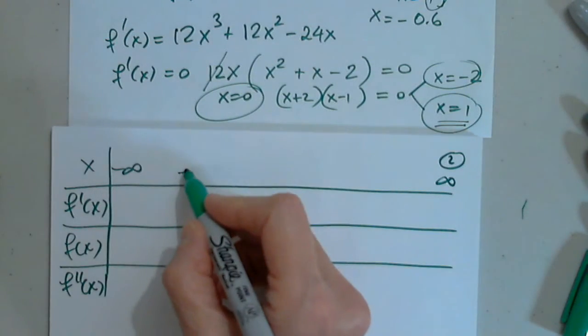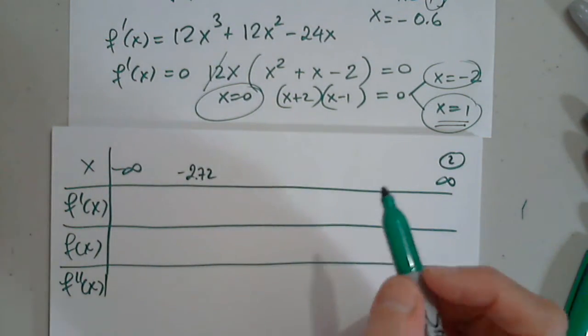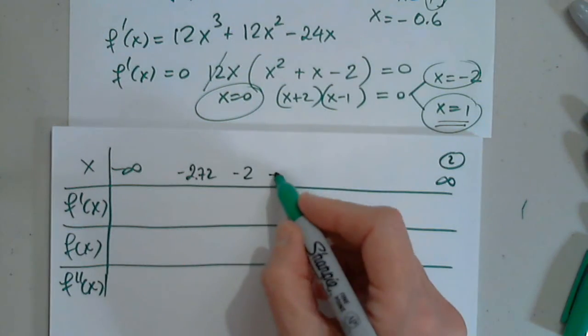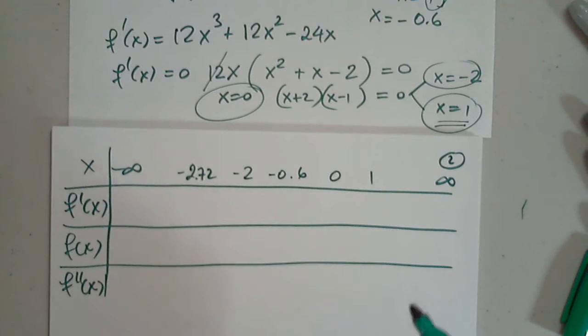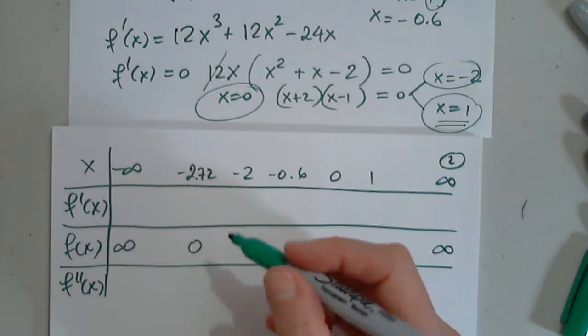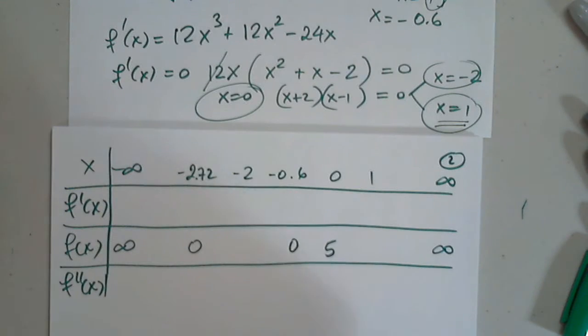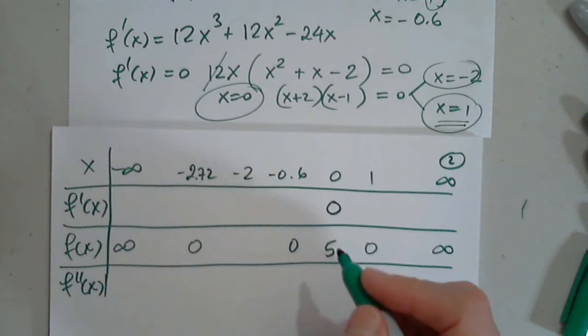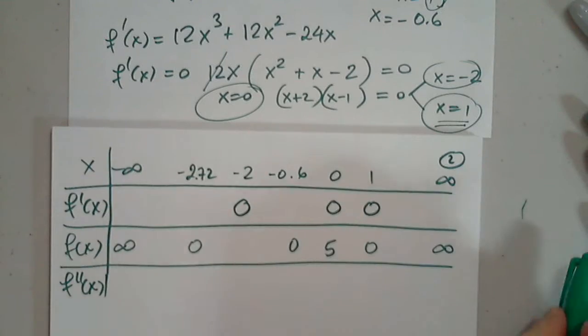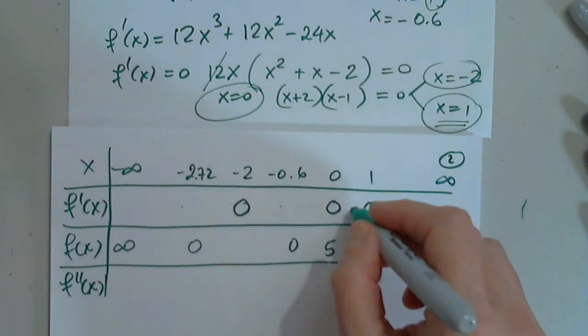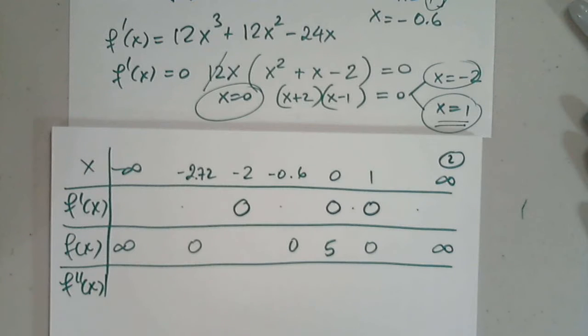So now I have negative 2.72, then negative 2, negative 0.6, 0, and 1. Now at 0 it is 5. These are the infinities we determined. This is 0, this is 0, and this is 0. Now the first derivative is 0 at negative 2, 0 at 0, and 0 at 1. At this point, I need to find the sign of the first derivative.